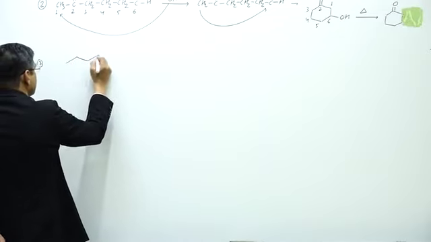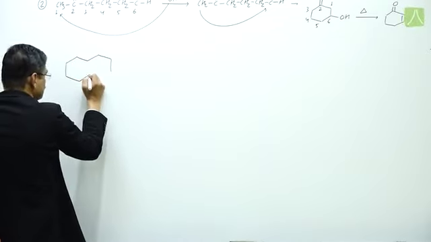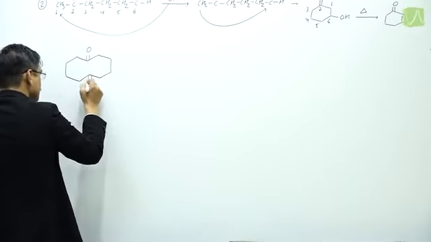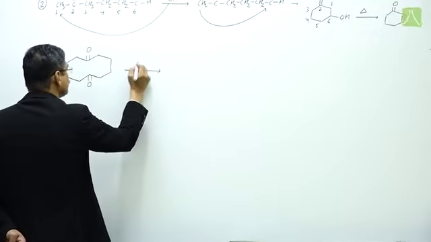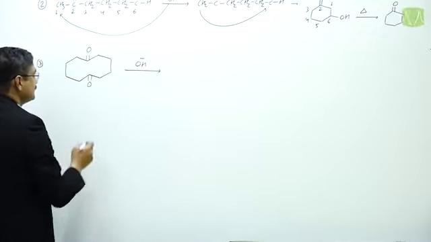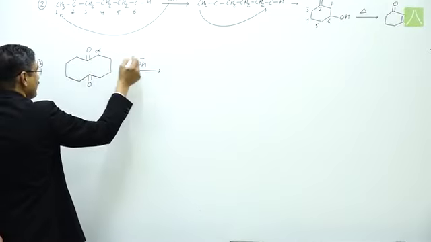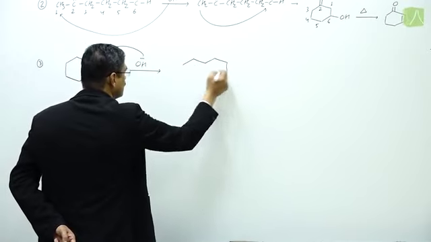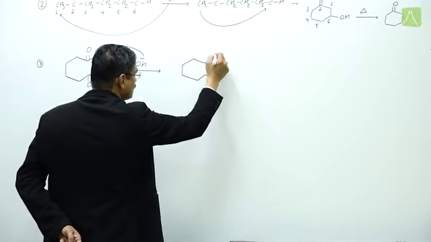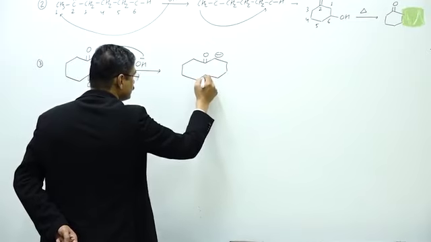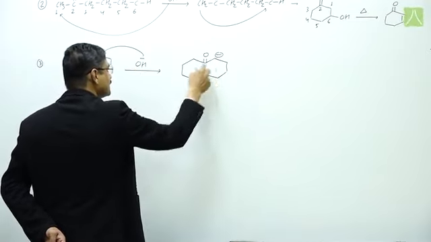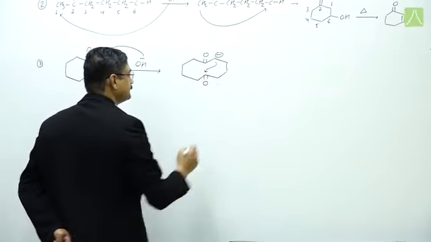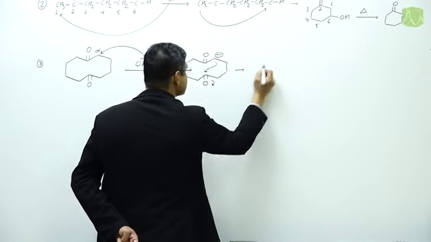The third intramolecular type of reaction is like this. Suppose this is the compound in presence of OH minus. This is alpha. So first, an acid base reaction is done because all alpha hydrogens are the same. In the second step, nucleophilic addition takes place.